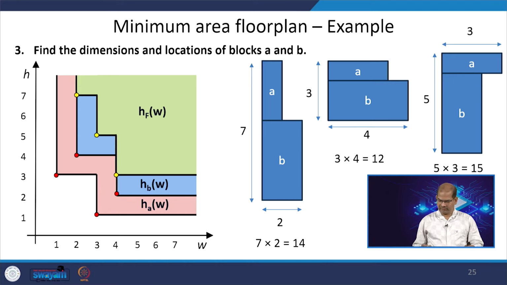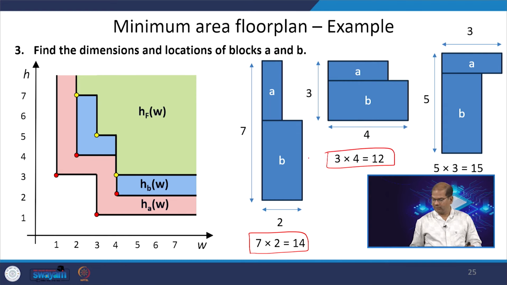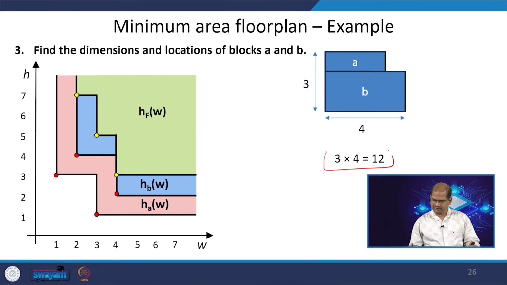The first one is 7 cross 2, so the floor plan area is 14. The second one is 3 cross 4, which is 12, and the third one is 5 cross 3, which is 15. If you look into the vertical composition, this one is the best composition, giving 3 cross 4, which is 12, the minimum area. So this is the best composition if I take the blocks in the vertical direction.